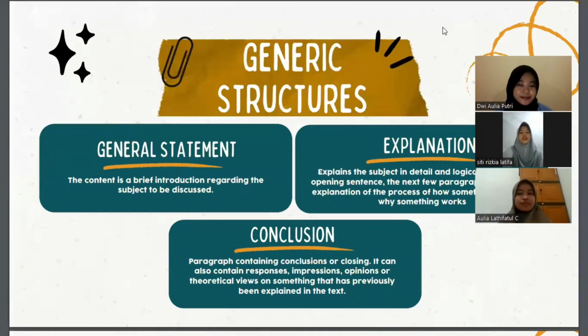Next are the generic structures. The first is the general statement. The content is a brief introduction regarding the subject to be discussed. The next is the explanation. It explains the subject in detail and logically. After the opening sentence, the next few paragraphs contain an explanation of how something works or why something works.